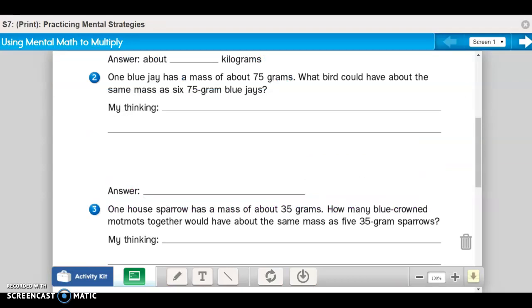It says one blue jay has a mass of 75 grams. What bird could have about the same mass as 6 75-gram blue jays? On this problem, we're taking it one step further than problem 1. First, you'll need to find the mass of 6 blue jays that have a mass of 75 grams each. Once you know that amount, that's not your answer. Remember, the question is what bird could have about the same mass as those 6 75-gram blue jays? So once you've found that mass, you'll need to look on your map on page 277 and 278. Find a bird that has about the same mass as those 6 75-gram blue jays.